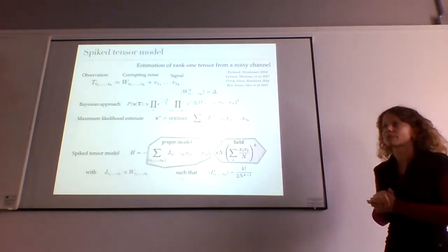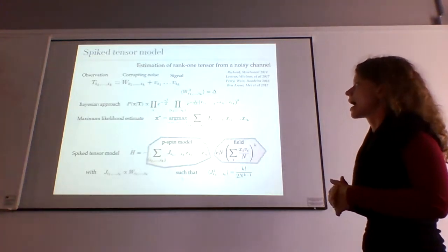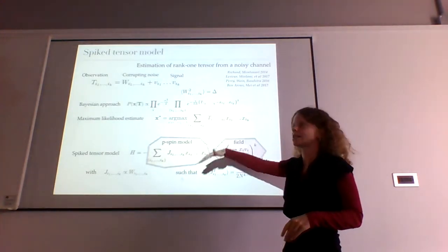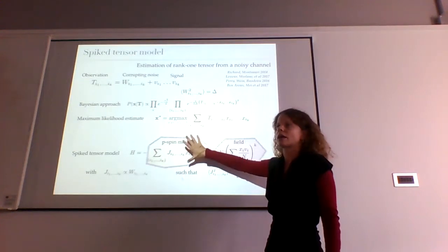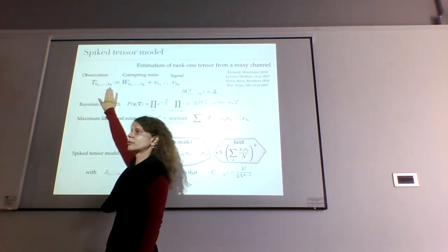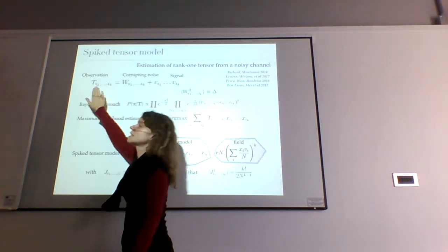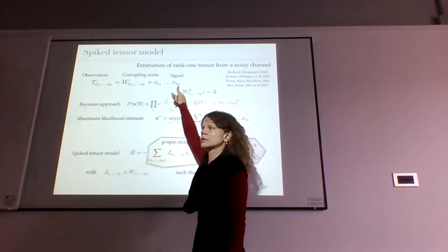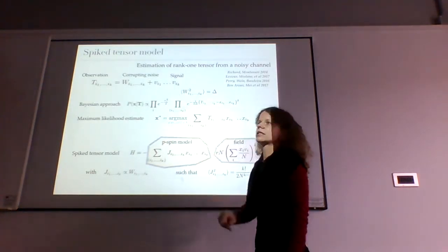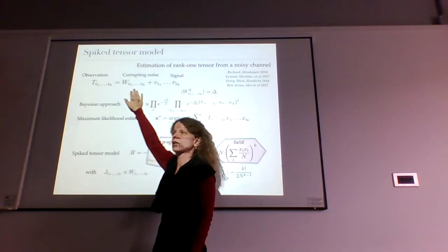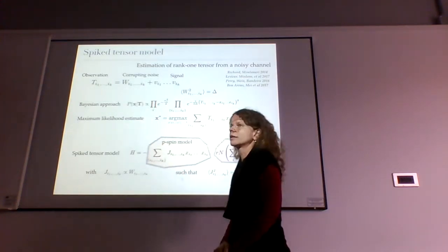And now we go to the specific problem I have in mind and on which I have been working. At the end of this slide, you will see the straightforward connection with the model that comes from glass physics that I introduced in the previous slide. All right, so what is this problem? We observe a tensor, okay? That's our observation. And we know that this tensor is the sum of a rank one tensor that is constructed from the outer product of the signal that we want to retrieve, plus a corrupting noise, which is a Gaussian noise with zero mean and a certain variance.